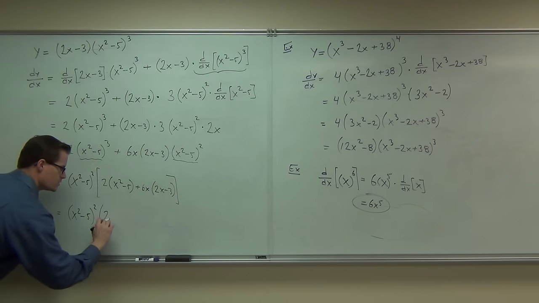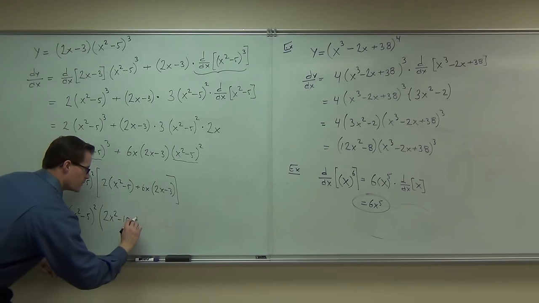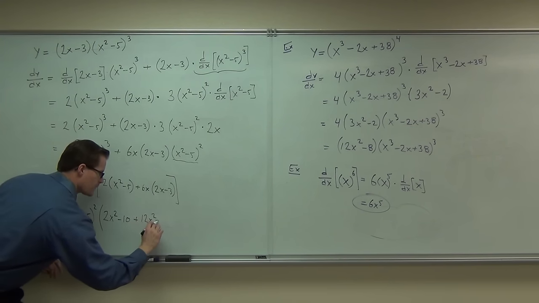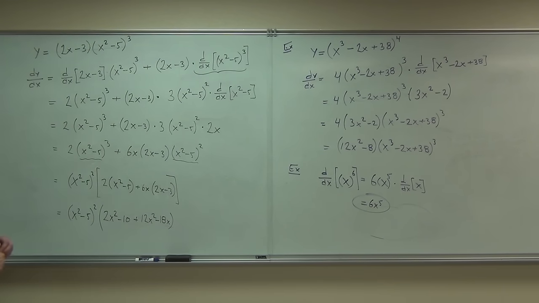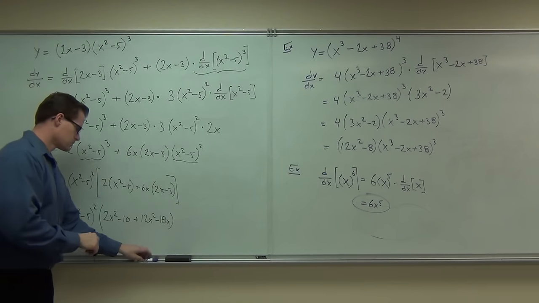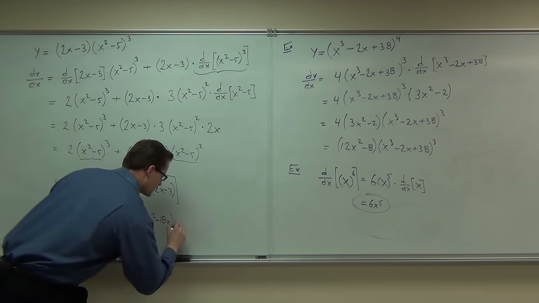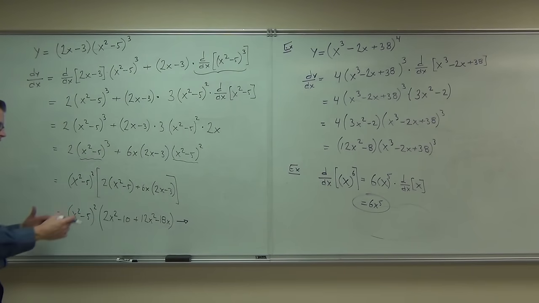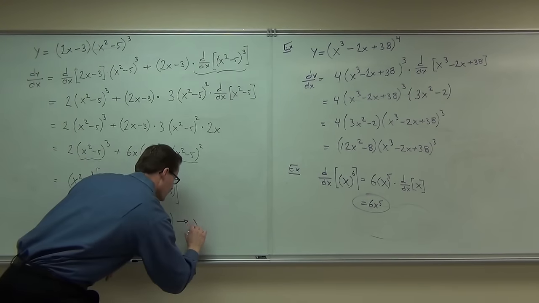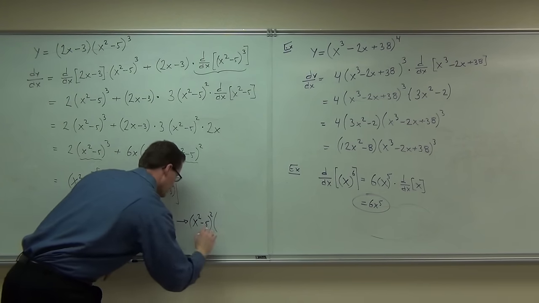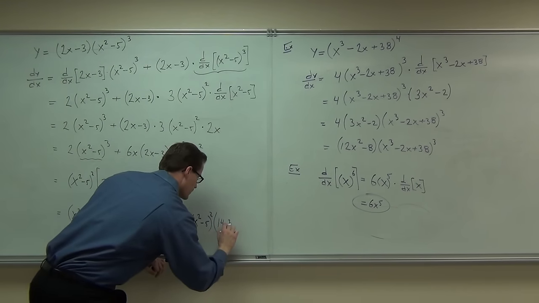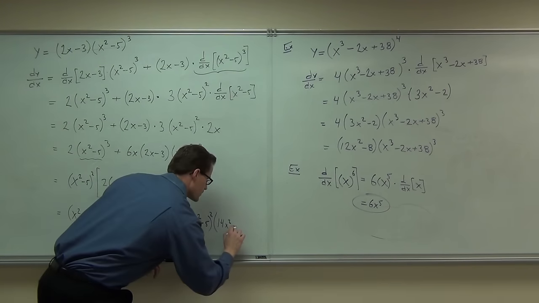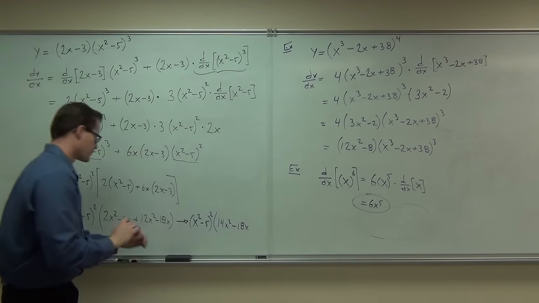So in here we get our 2x squared minus 10, we get our 12x squared minus 18x. If I did it right, did I do it right? Yeah. If we combine some of those like terms, I'm seeing 14x squared. I'm seeing minus 18x, minus 10.